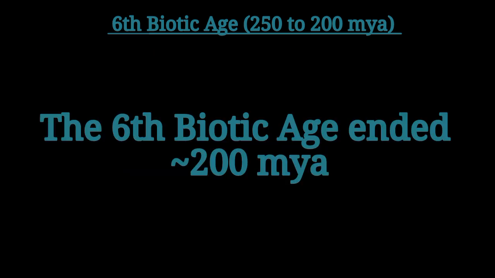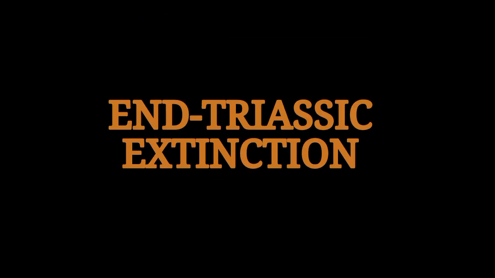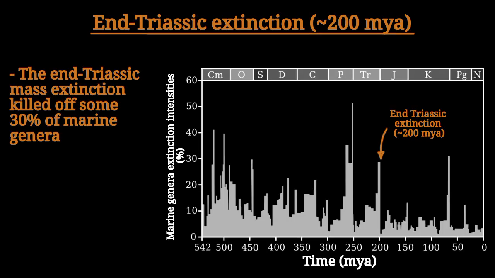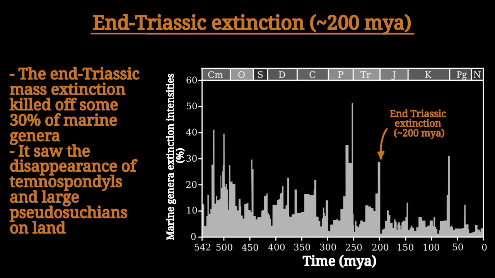The 50 million years of net speciation ended around 200 million years ago. The cause was a cataclysmic event from the lithosphere. The rifting of North America from Pangaea caused a spike in volcanic activity. The resulting rise in greenhouse gas emissions kicked off the end Triassic mass extinction. The end Triassic mass extinction killed off some 30% of marine genera. On land, it most visibly manifested with the extinction of temnospondyls, and most of the large Pseudosuchians.